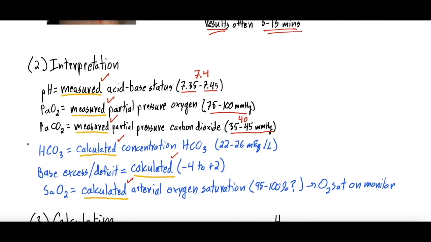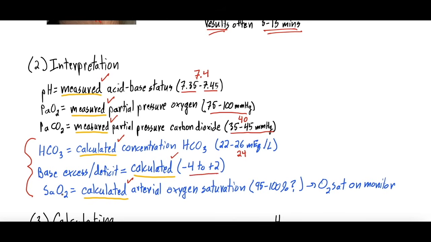A few things that are calculated. So these are derived from the ABG blood gas. They're not free measurements, meaning there can be some error. The bicarbonate levels are calculated, and that's 22 to 26. We often use 24 as the generic normal. Base excess or deficit, that's how much extra acid or base is in the blood, and that's -4 to +2.